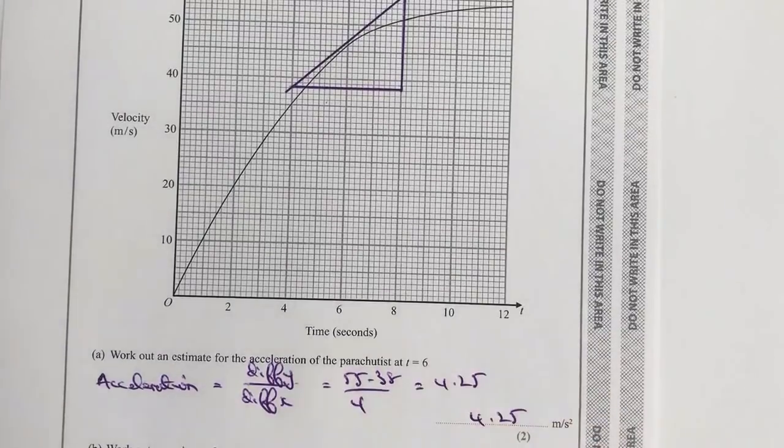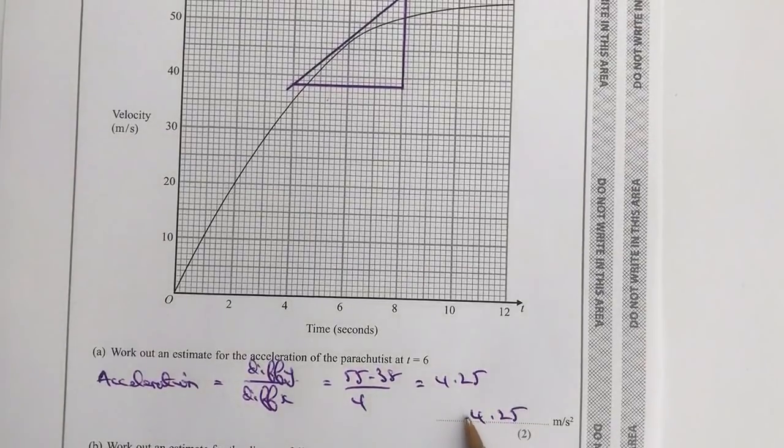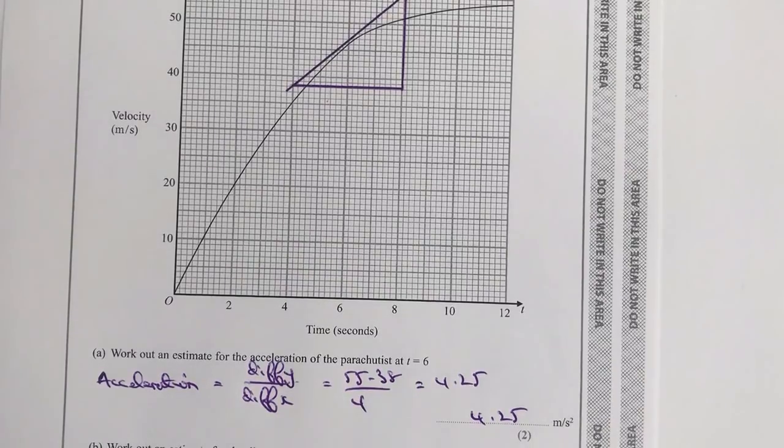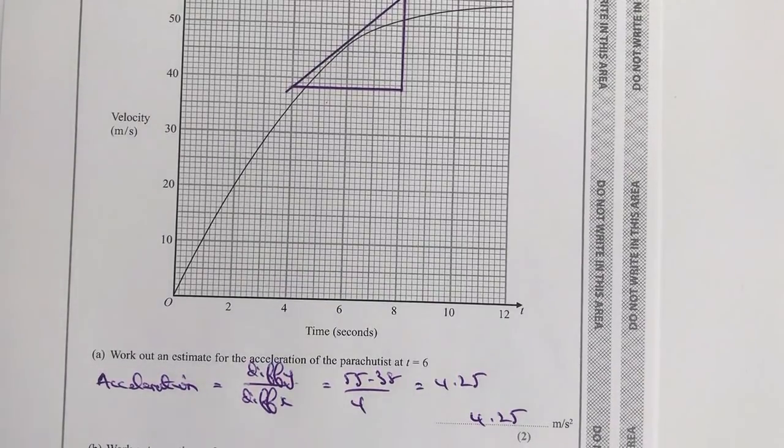Now I had a look on the marking scheme for this, and actually it gives you an allowance of somewhere between 4 and 5 meters per second squared. So don't worry if your result comes out slightly different to mine. That's perfectly fine. It's not a problem at all.